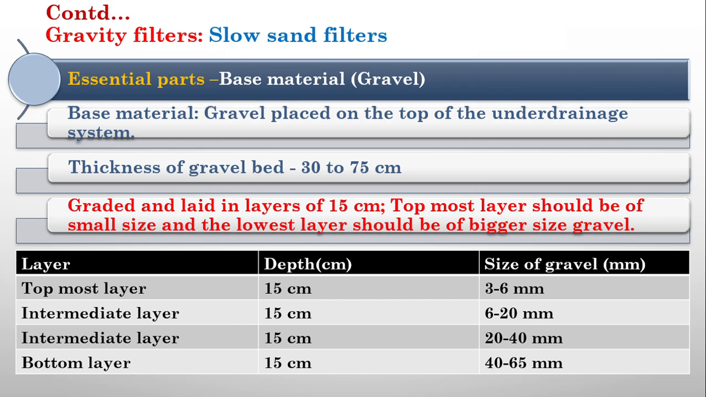Bottom, nearer to the under drainage, there will be large sized gravel. There are two intermediate layers having 6 to 20 millimeter size as well as 20 to 40 millimeter size of gravel particles. And the bottom layer has the largest gravel particle size, 40 to 65 millimeter. So this is about base material.